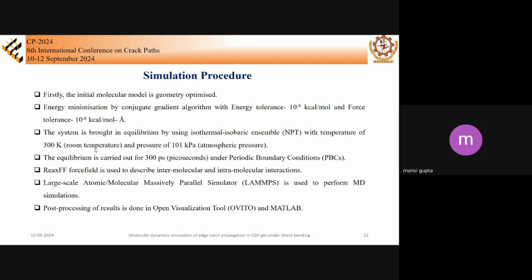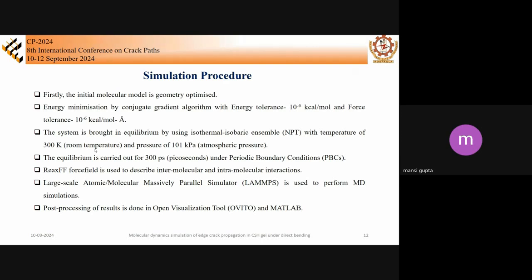Firstly, the initial molecular model is geometrically optimized by the conjugate gradient algorithm, with the energy tolerance value kept at 10 to the power minus 6 kilocalorie per mole and the force tolerance value kept at 10 to the power minus 6 kilocalorie per mole angstrom, as per the literature.